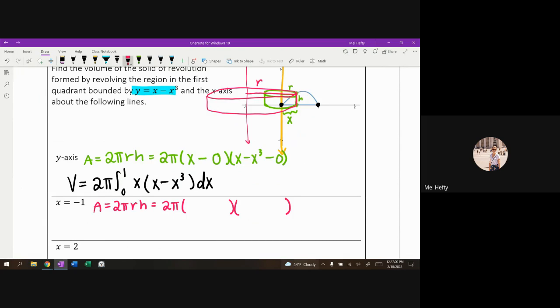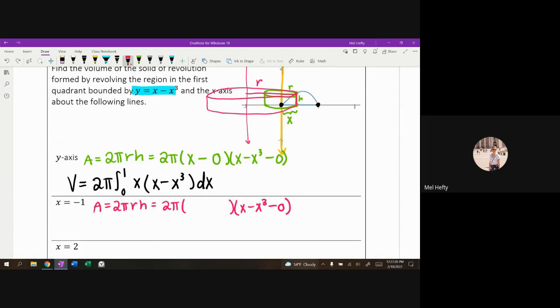Do you guys agree with me that the height of this guy should stay the same? It's still going to be x minus x cubed, then all the way down to 0. So even if I move the height line, the top function is still that graph, bottom function is still that x-axis. So even if I change the drawing, top minus bottom will still preserve that. I'll just be at a different x value within my bounds.